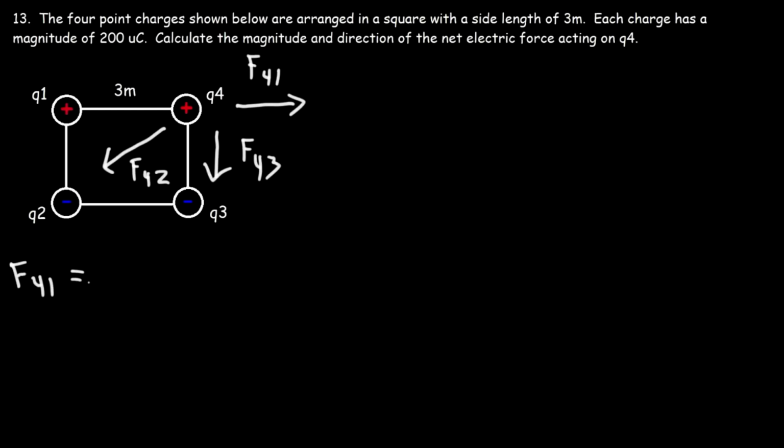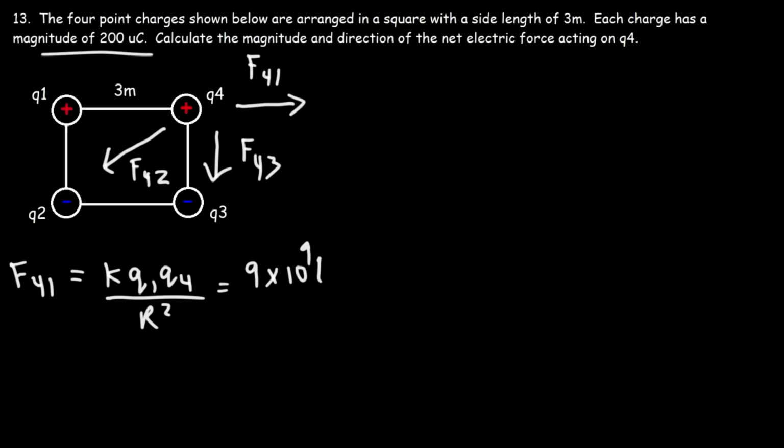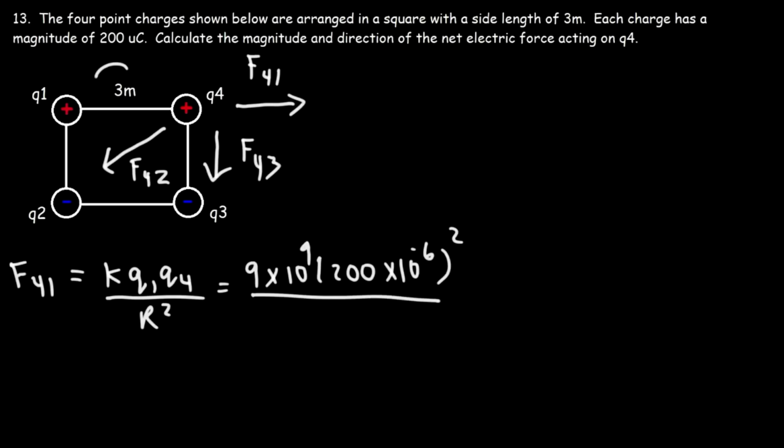The force between 2 point charges is k times, in this case, Q1 times Q4 divided by r squared. So k is 9 times 10 to the 9. Q1 and Q4 have the same magnitude, and we don't have to worry about the sign. So we're going to say it's 200 times 10 to the minus 6 coulombs, and we're just going to square it. Now, r, the distance between Q1 and Q4, is 3 meters. So now let's plug this in.